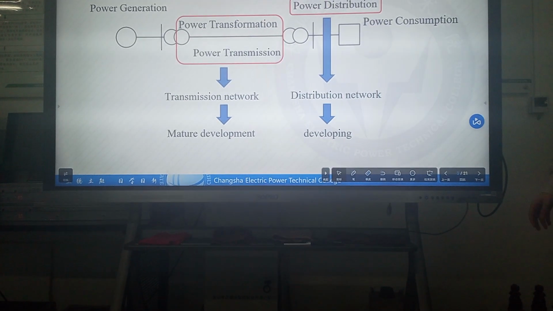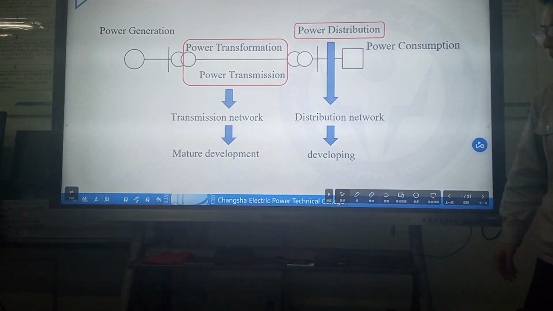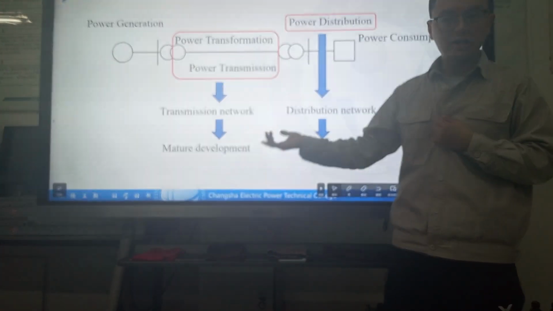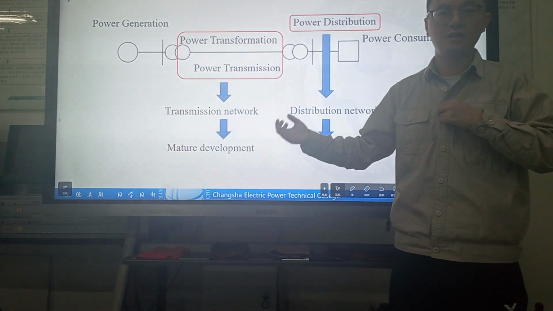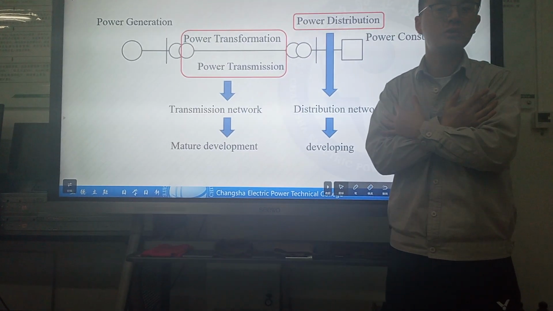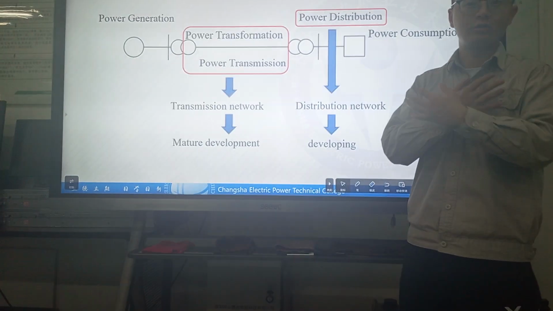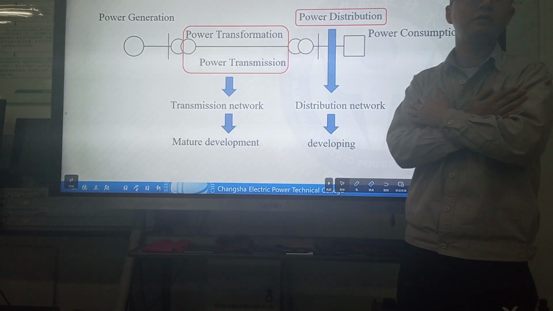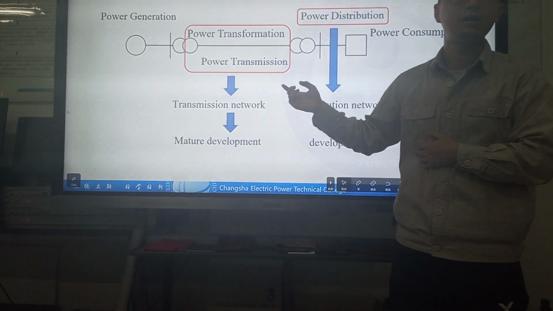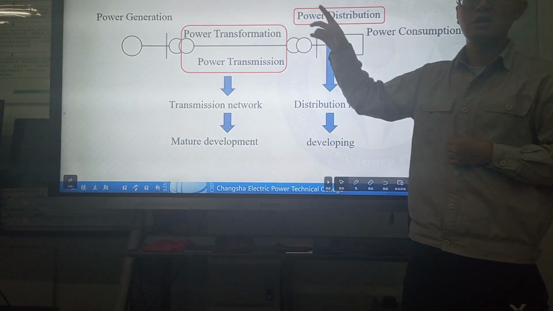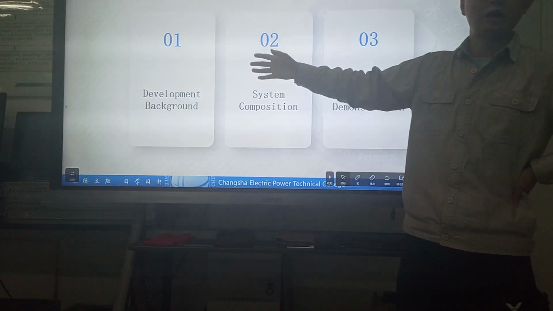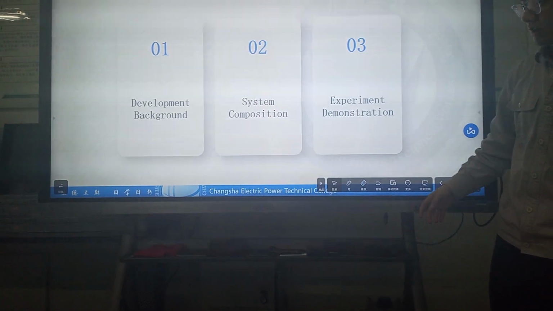So the transmission network is quite mature now, but the infrastructure is enhanced from time to time. Like we know we have UHV, right? UHV, ultra high voltage transmission, right? And something like HVDC, high voltage DC transmission, right? Okay.